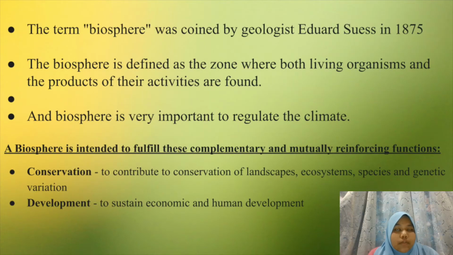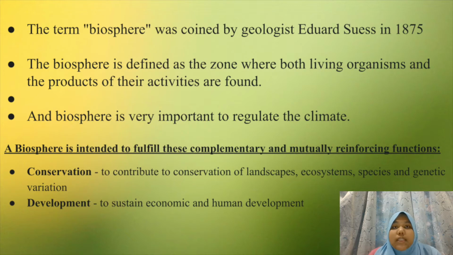The term biosphere was coined by geologist Edward Suess in 1875, which he defined as the place on Earth's surface where life dwells. The biosphere is defined as the zone where both living organisms and the products of their activities are found. So it plays an important role in maintaining the ecosystem, that is the life of organisms and their mutual interactions. And the biosphere is very important to regulate the climate.